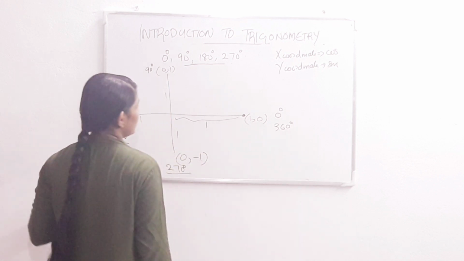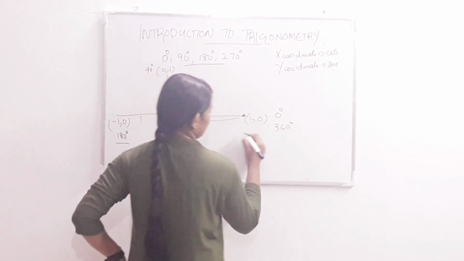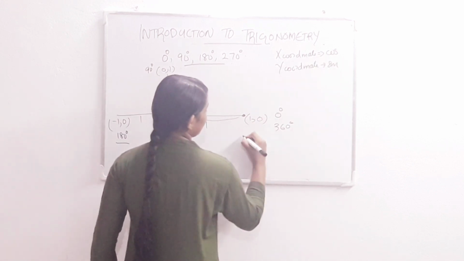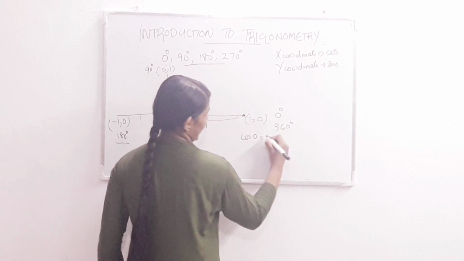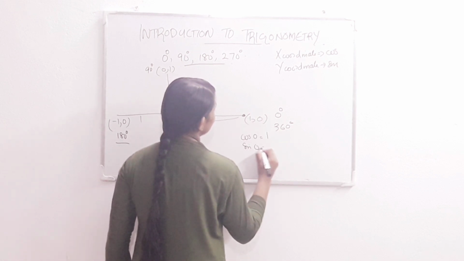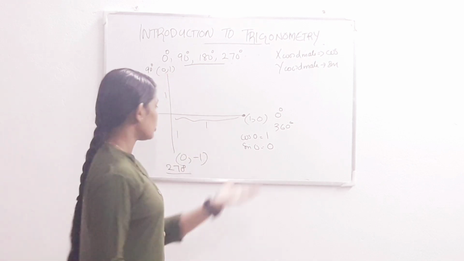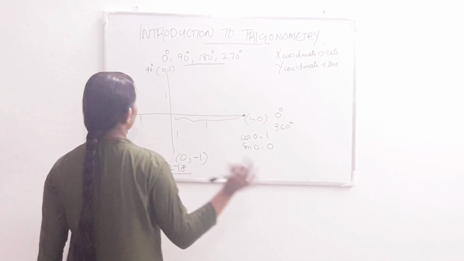Okay. Now, what is cos 0? This is the x coordinate, and the x coordinate is cos. So cos 0 is equal to 1, the x coordinate. Okay. Sin 0 is equal to 0. Then tan 0 and so on, you can derive it yourself.